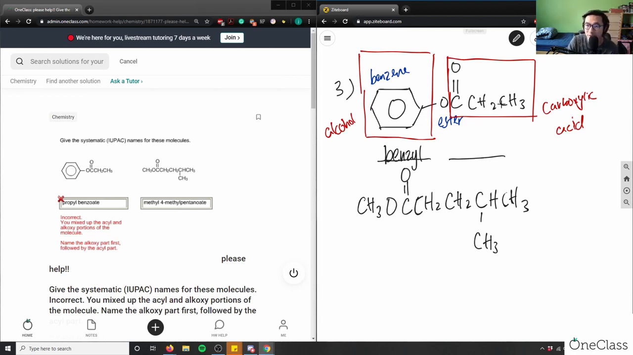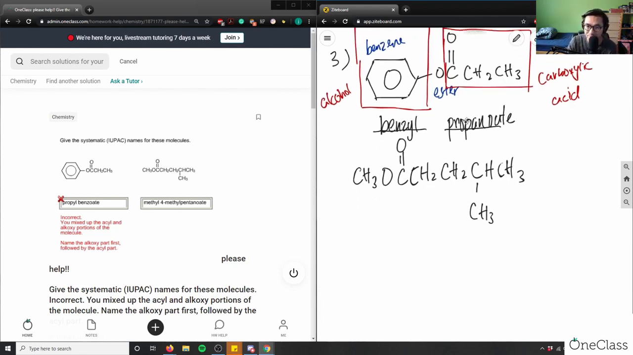And then we would label the carboxylic acid as the ester, right? So we have 1, 2, 3. We have a 3 carbon chain, which means it's propan. And the ending for an ester is OATE, right? Propanoate. So our answer here is benzyl propanoate for the IUPAC name for this compound. So that's our answer for number 1.